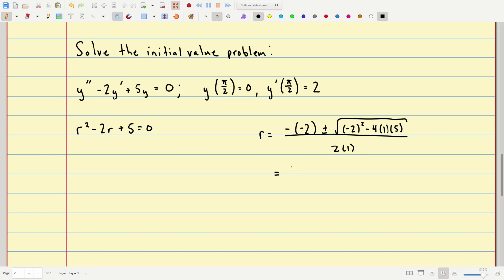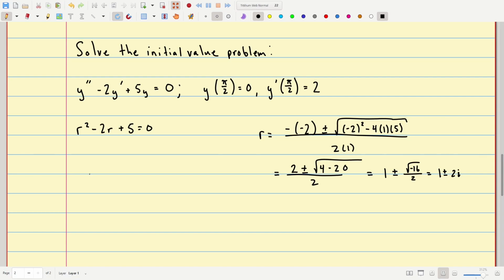To simplify here, we're going to get 2 plus or minus the square root of 4 minus 20, all over 2. So we're going to get 1 as the real part, plus or minus the square root of negative 16 over 2. So we're going to get 1 plus or minus 4i, and then we divide that by 2, so that's just going to give us 1 plus or minus 2i.